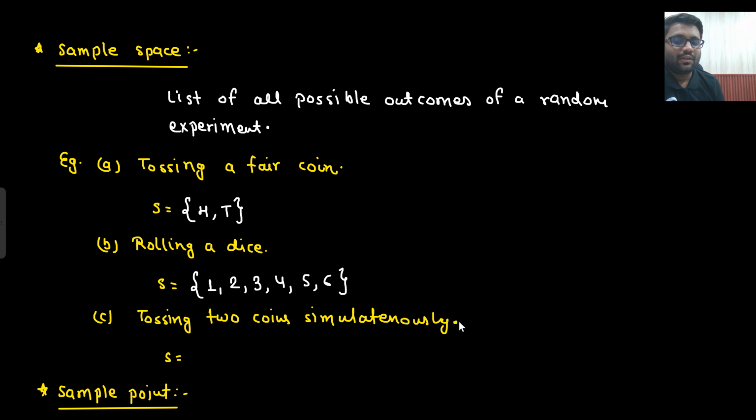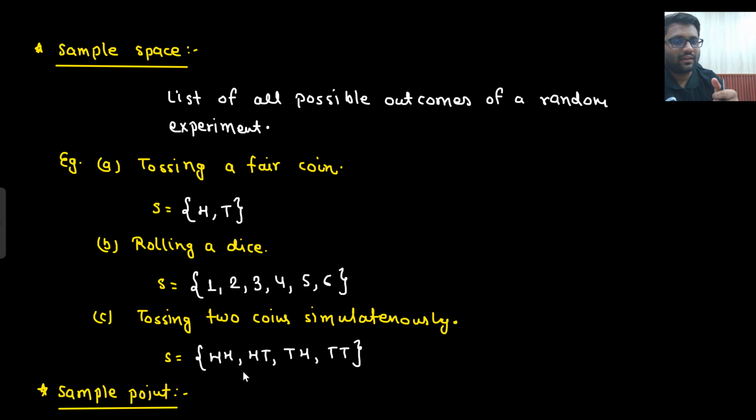When you toss 2 coins simultaneously, what all possible outcomes can you get? Head head you can get, head tail you can get, tail head you can get, and tail tail you can get. What does this mean? That means on the first coin you got head, on the second coin you got head. Or it may happen that on the first coin you got head, on the second coin you got tail.